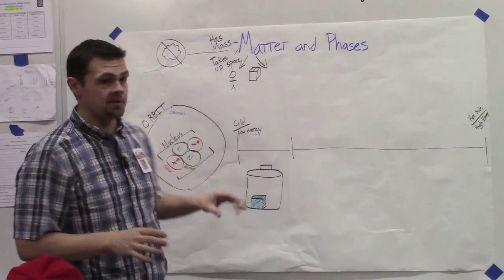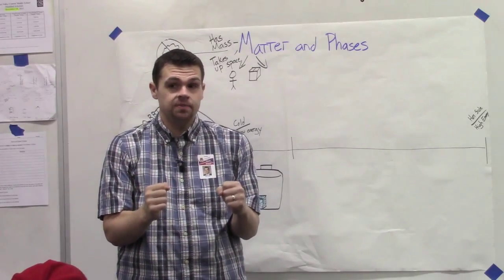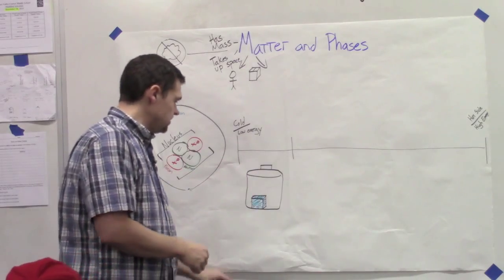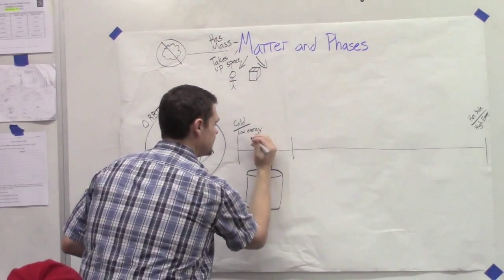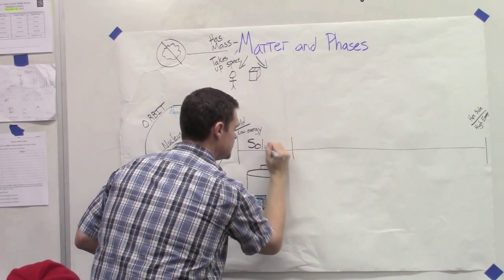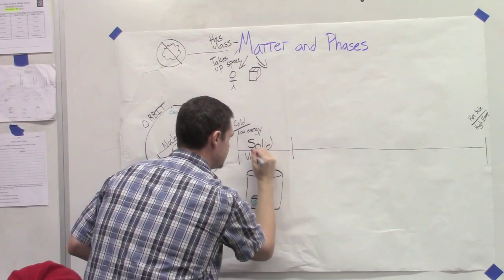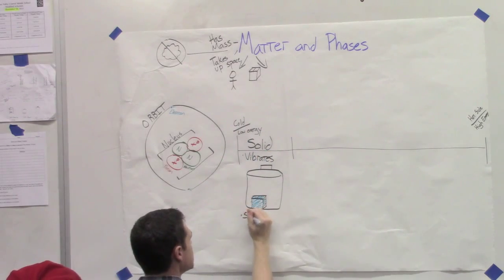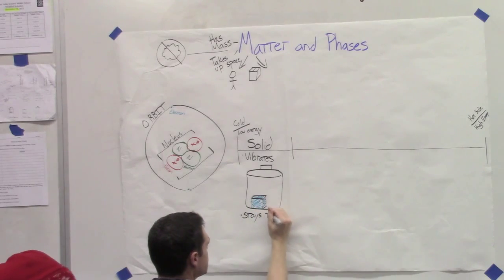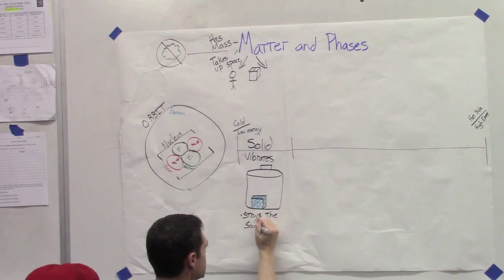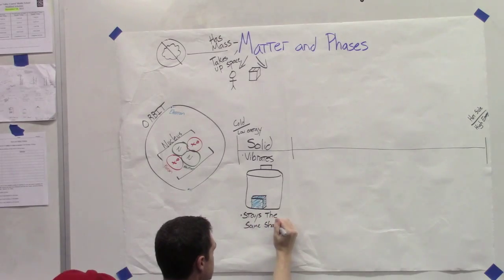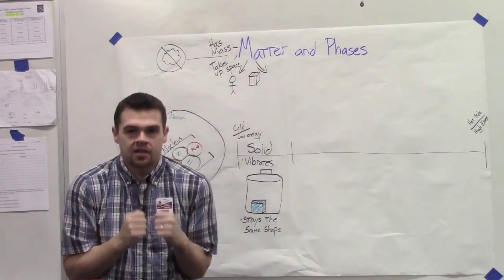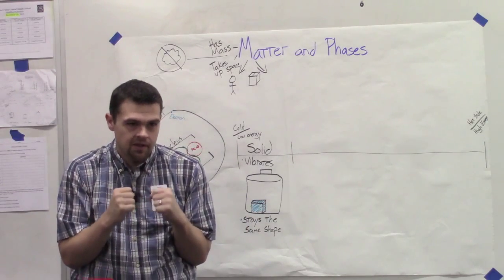Now, here's the thing. All atoms, all matter is moving a tiny little bit at least. It's at least vibrating. So when it's in the cold region here, when it's a solid, it vibrates and it stays the same shape. Okay, so it's not going to all of a sudden start flowing or anything like that. It's just going to sit there and vibrate. So if you guys are solid, sit there and vibrate with me. Come on.